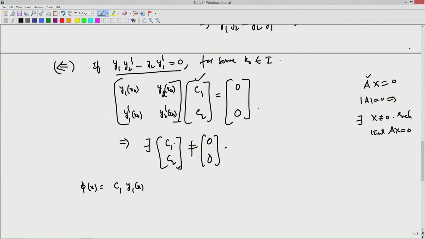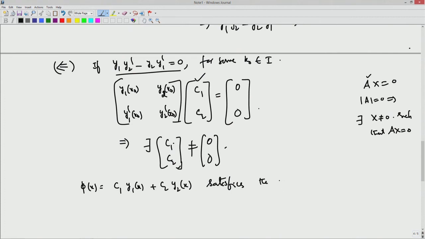Whether one of them is 0 or not, we know that there exist some C1 and C2 which, as a vector, are non-zero. That means one of them can be 0. Such a C1, C2, you form some function phi like this: C1 y1 x plus C2 y2 x. Because y1 and y2 are solutions of the homogeneous equation, once you form this, it satisfies the equation.